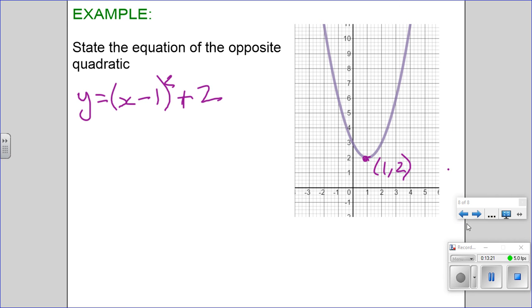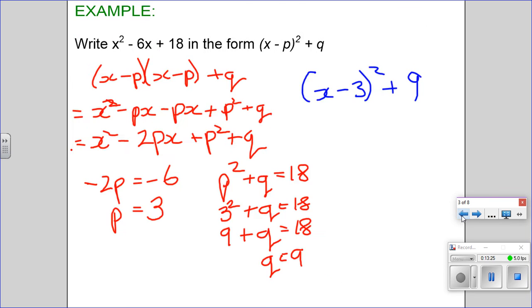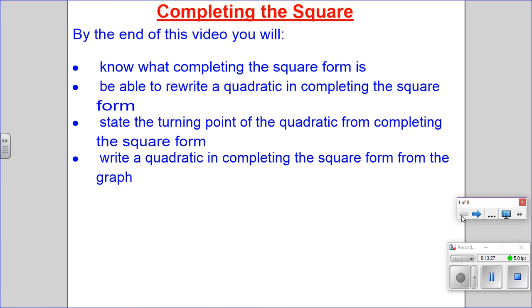So let's go back and review everything and just check that we've covered it all. Hopefully now we do in fact know what completing the square form is, and we can rewrite a quadratic into completing the square form. You've definitely seen examples of stating the turning point of the quadratic from completing the square form, and you've also seen two examples of writing a quadratic in completing the square form from the graph. So I'm pretty sure we've covered all of these.